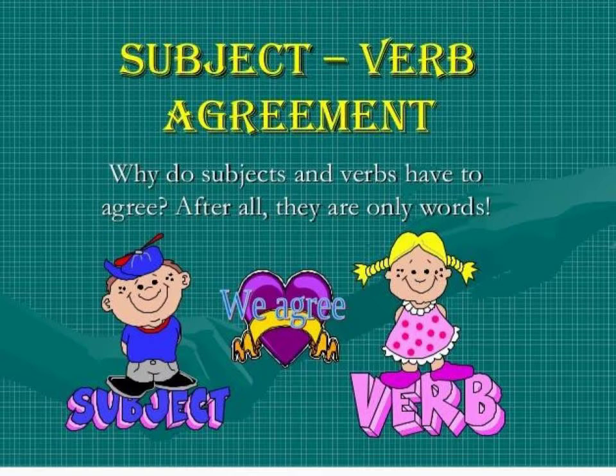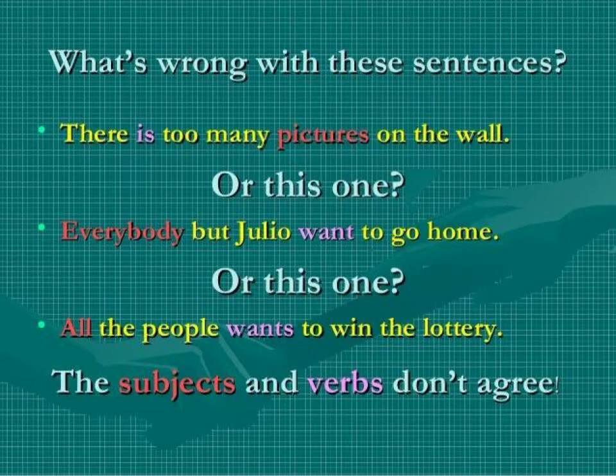Why do subjects and verbs have to agree? After all, they are only words. No, it is not like that. The subject must agree with the verb. Then only does the sentence give proper and complete meaning. That is why the subject must agree with the verb. Okay, so let us see some sentences.